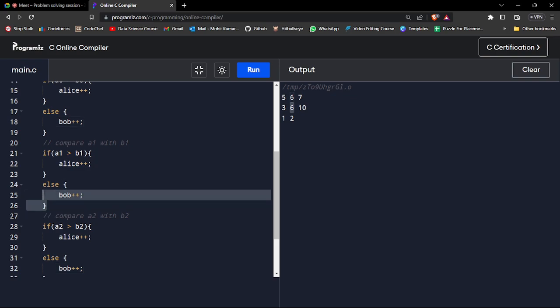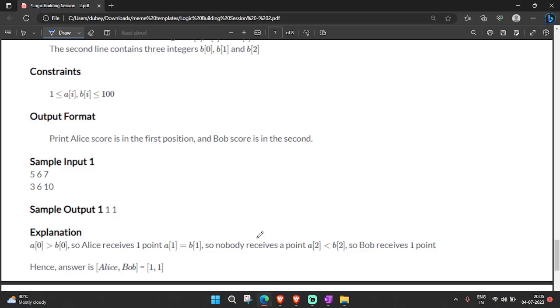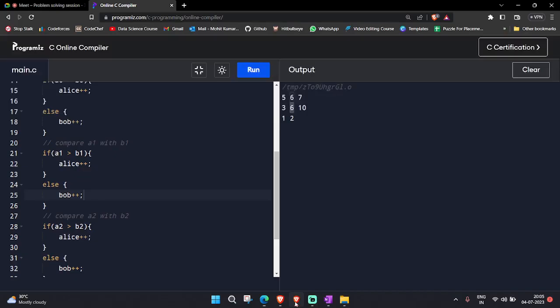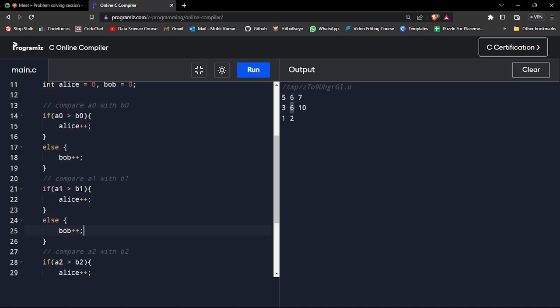This is the catch that we have to think upon, because it was given in the question that if the values are same, then no one should get the point, right? So what I can infer from here is that I will need to compare both the values. I cannot just say if and else. Okay, so what can I do?